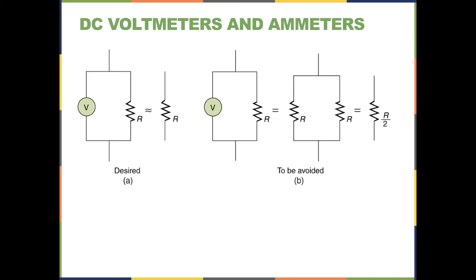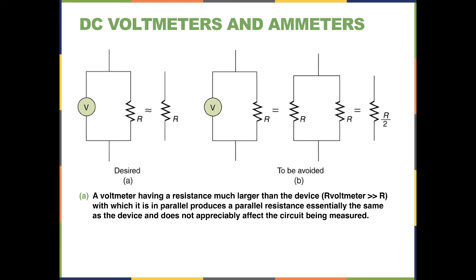And here's a figure that shows you what I'm talking about. The desired is A here. A voltmeter has to have a resistance that's much larger than R, so that it does not affect the equivalent resistance involved. So if 1 over the resistance in the V there is extremely small, then the equivalent resistance is going to be very similar. But if R and the resistance within the voltmeter are about the same, then you end up with an equivalent resistance of about half that, and you don't want to have that impact.